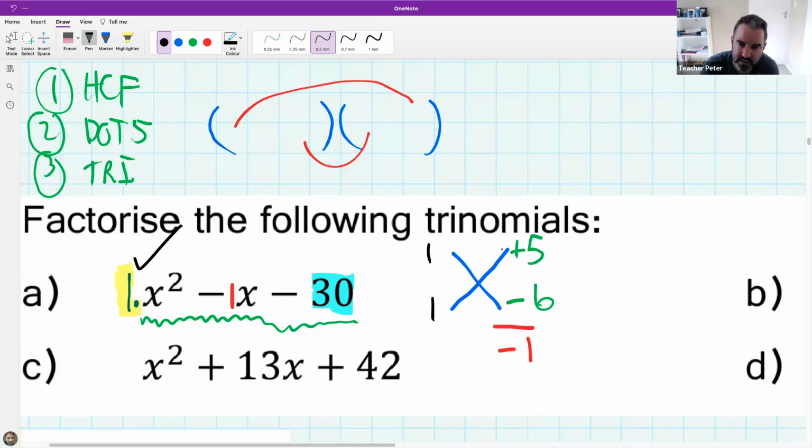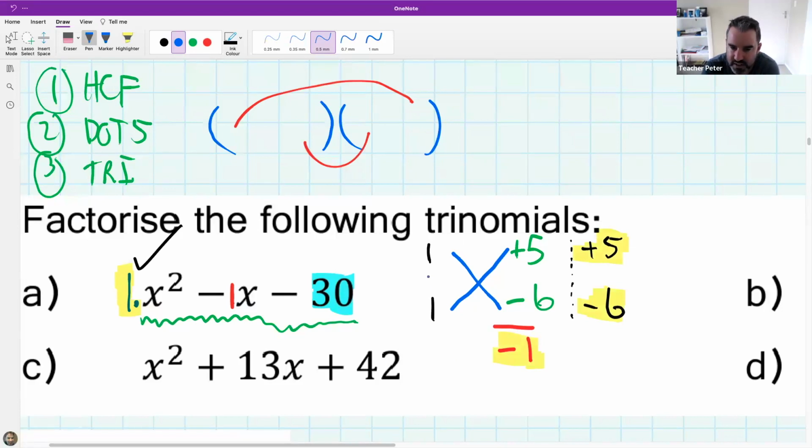Now, what happens is when I go 1 times -6, I get -6. When I go 1 times +5, I get +5. And now all I need to do is check what do I get when I go +5 -6? And hopefully I end up with -1. And then my trinomial is balanced. So now this allows me to write it out. I'm going to write out my answer.